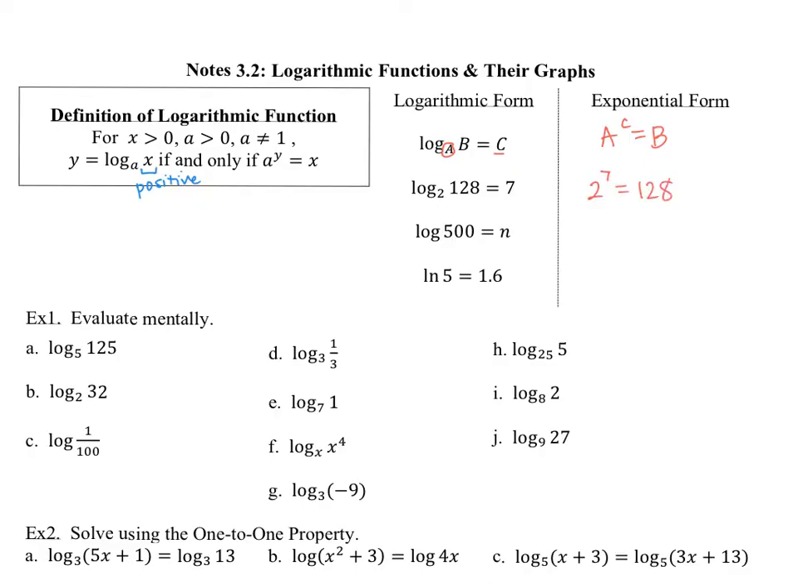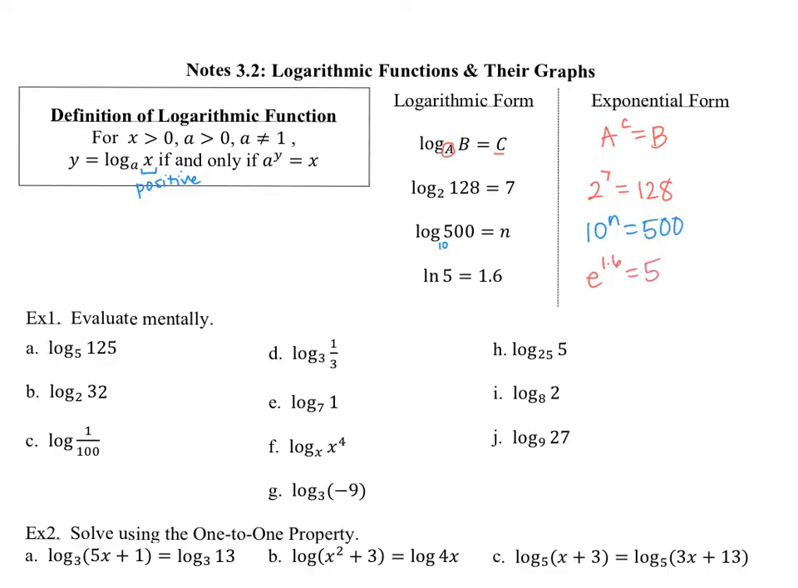If there's no base indicated, this is called the common log. The common log has a base of 10, just like our number system. Okay, and then the other log that doesn't indicate its base is the natural log. ln is the natural log. The base for natural log is e. So this would be e to the 1.6 equals 5. Natural log is used in science a lot.